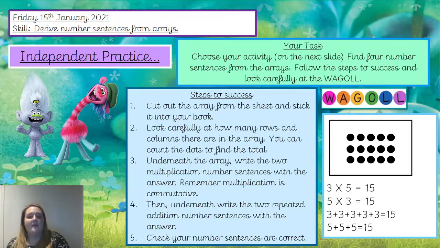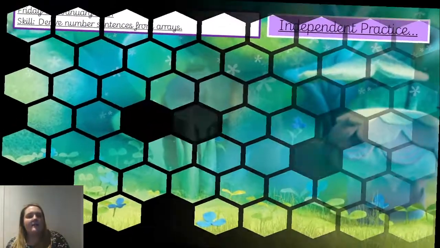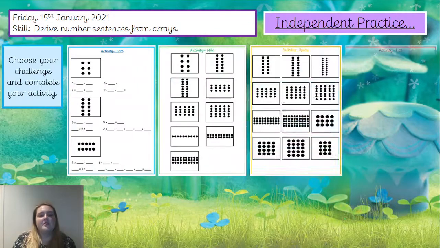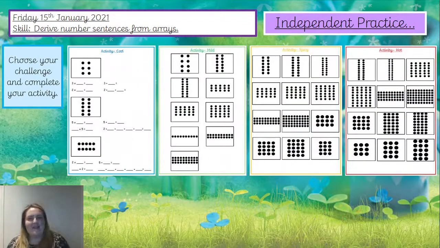Okay, let's have a look then at your challenges. So it's really important that you remember you do not have to do cool, mild, spicy, then hot. Okay, you just pick your one challenge that you are going to complete. So you might pick cool, you might pick spicy, you might pick hot, you might pick mild, but you aren't going to do them all. You're just going to pick the one that you feel is the right level for you and how confident you feel about this learning today.